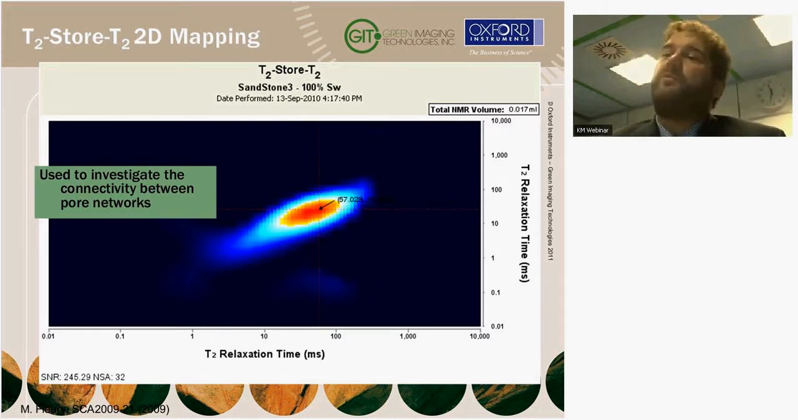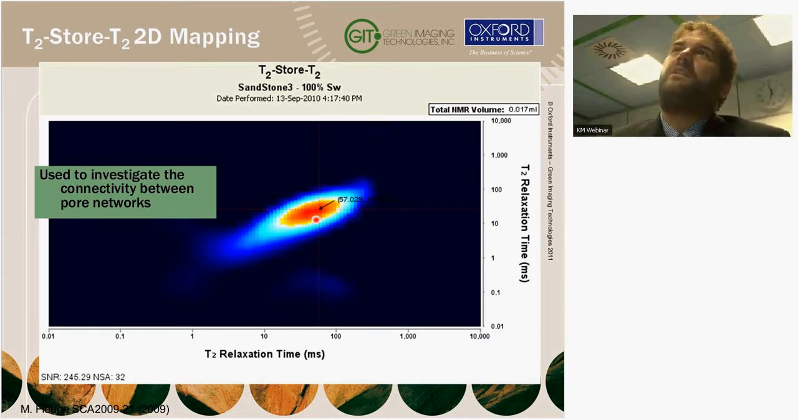So the experiment is we perform those T2 experiments, and then we pause the experiment halfway, and then we continue. And if something happens during that pause, we end up with a T2 that's not equal to T2. What does that mean? Well, if we put a 1-to-1 line on here, if it lies on this 1-to-1 line, then nothing really is happening during that wait time. Nothing happening, I mean, the hydrogen in the small pores is still in the small pores, and the hydrogen that's in the large pores is still in the large pores.